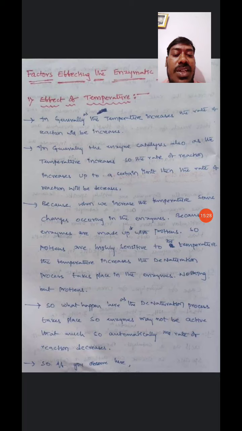So when the temperature increases, the denaturation process takes place in the enzymes. That is nothing but proteins. So what happened here? The denaturation process takes place, so enzymes may not be active, and automatically the rate of reaction decreases.